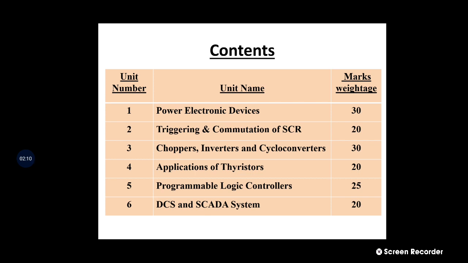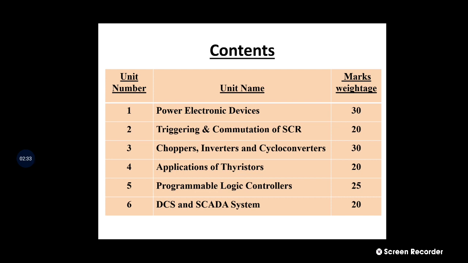This unit carries 30 marks in your end semester examinations. Unit number 2 is Triggering and Commutation of SCR, which carries 20 marks. Unit number 3 is Choppers, Inverters and Cycloconverters, which carries 30 marks. Unit number 4 is Applications of Thyristors, which carries 20 marks.